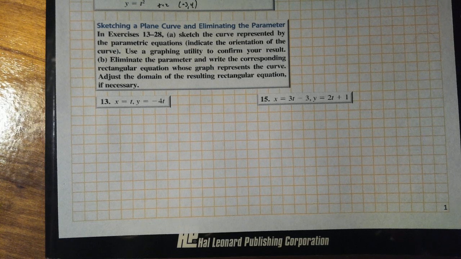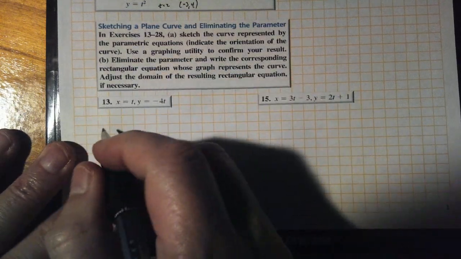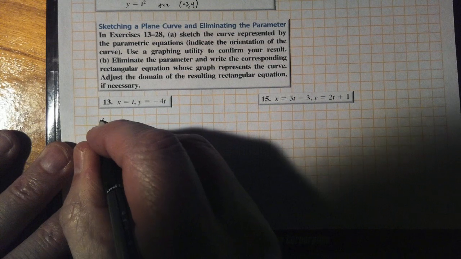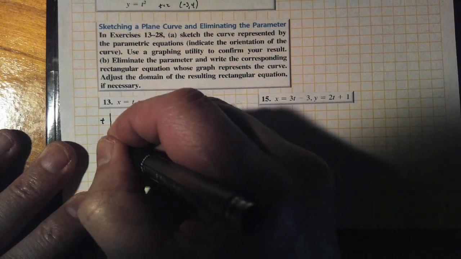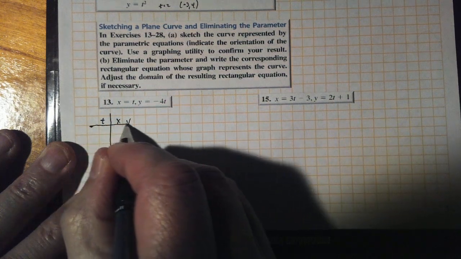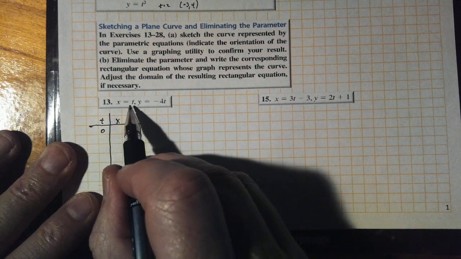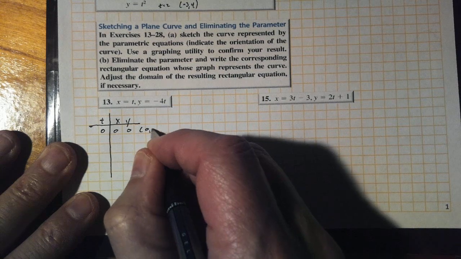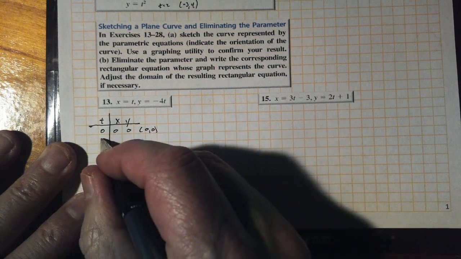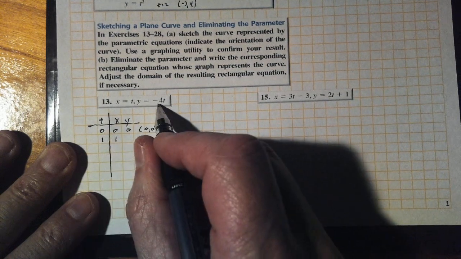Okay, so let's have at that one. Let's go ahead and set up our chart. Let's go T, X, Y. Create some values here. If T is 0, X is 0, Y is 0, we get (0, 0). If T is, let's just go to 1, I get X is 1, Y is -4.